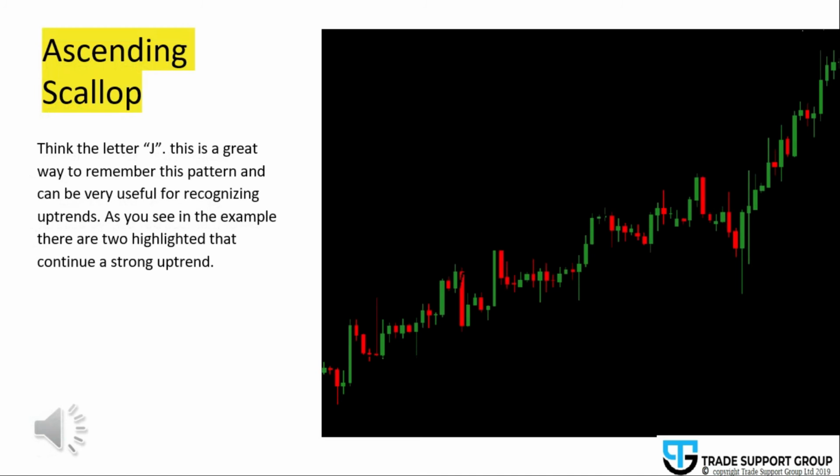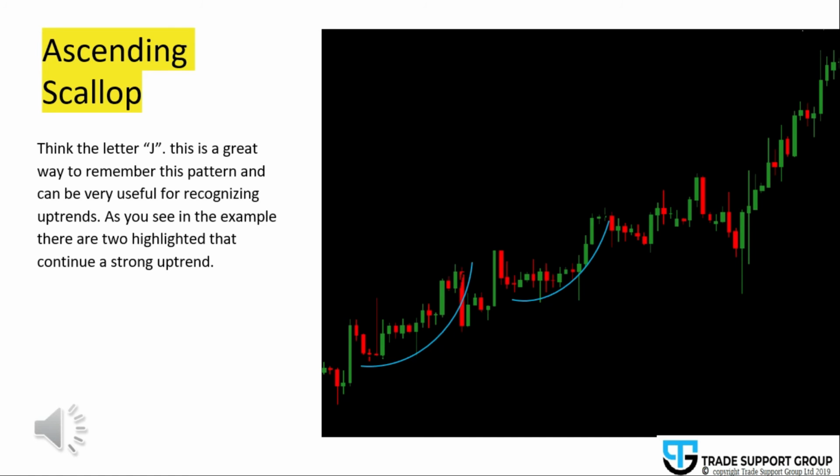With the ascending and descending scallops, we want to look and think about the letter J. Scallops tend to be wider near the start of a price trend than near the end. A close above the highest high signals an upward breakout. Downward breakouts are a close below the pattern's low. A breakout confirms the scallop as a valid chart pattern.